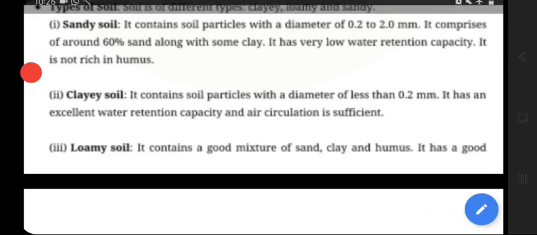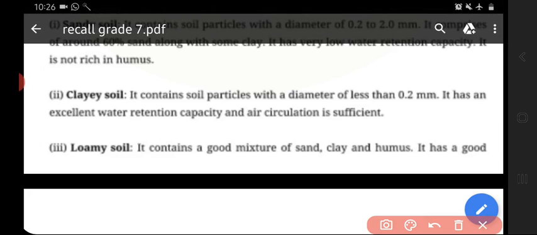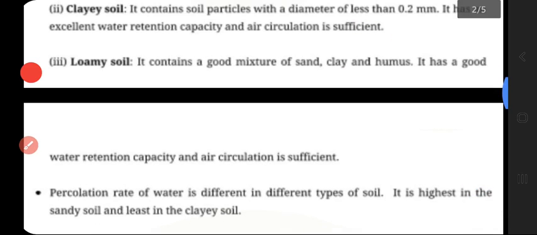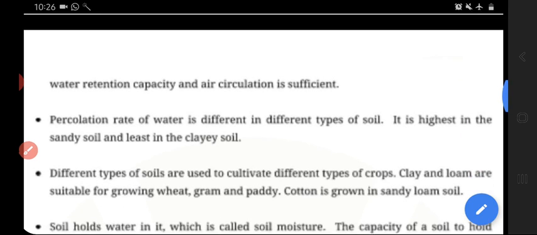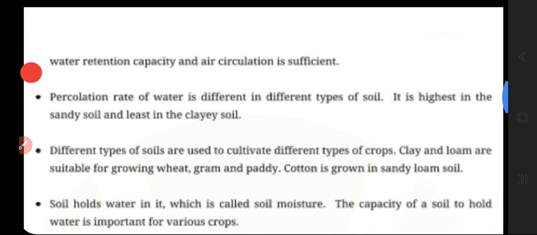Next, it is clay soil. It contains soil particles with a diameter of less than 0.2 mm. It has an excellent water retention capacity, and the air circulation is also sufficient. Loamy soil contains a good mixture of sand, clay, and humus. It has good water retention capacity, and air circulation is also sufficient here. So this is very suitable for growing crops.